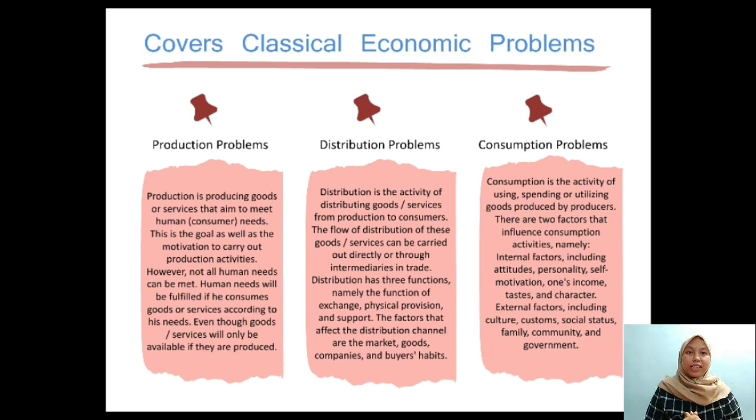2. Distribution problems. Distribution is the activity of distributing goods or services from producers to consumers. The flow of distribution of these goods or services can be carried out directly or through intermediaries in trade. Distribution has three functions, namely the function of exchange, physical provision, and support. The factors that affect the distribution channel are the market, goods, company, and buyer safety.